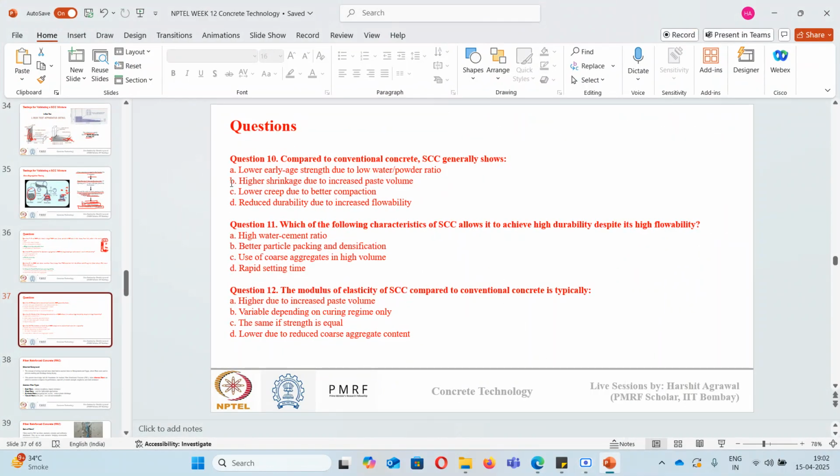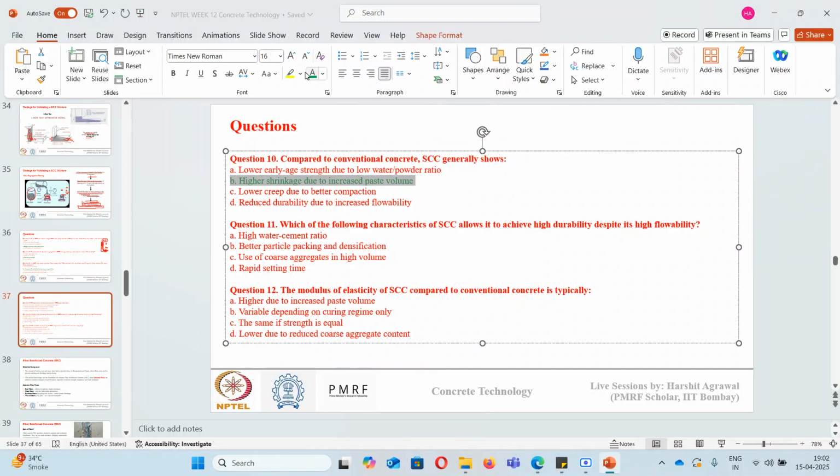Okay, just now while I was addressing one of the doubts of a person, I talked about that since there is a high paste volume in self-compacting concrete, it can show higher shrinkage compared to conventional concrete. Thus, its use is not recommended for mass concreting purposes.